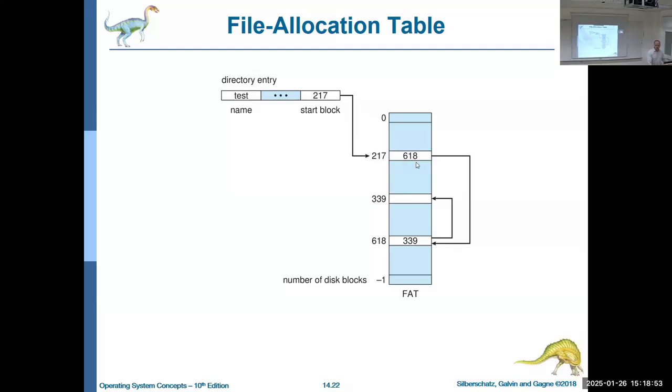And what does 618 mean? It means that on the disk, 618 is your next allocated block. And if I want to know where the next one is, well, I simply go to 618 in this table. And now I jump down and I see that it's 339. So 339 is my third block.